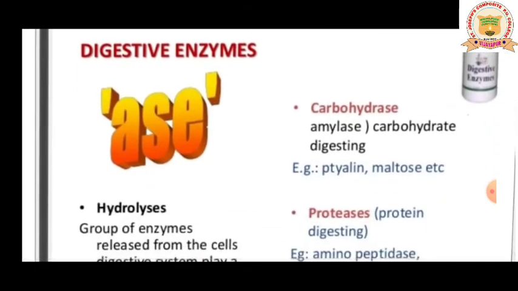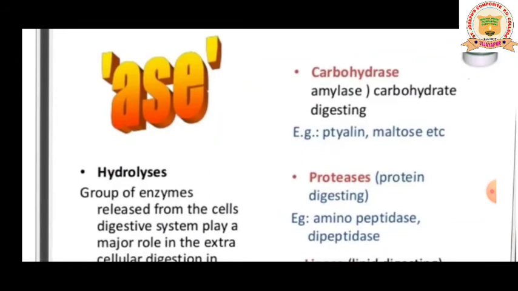Now the digestive enzymes. I have highlighted ASE. Anything which ends with ASE, we name it an enzyme. The first digestive enzyme is for carbohydrates: amylase, a carbohydrate digesting enzyme. Examples are ptyalin and maltase. Next are proteases, protein digesting enzymes, for example aminopeptidase.